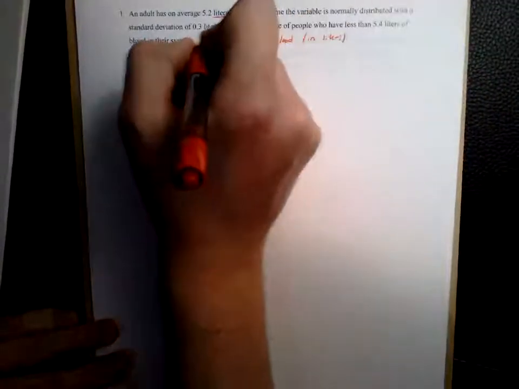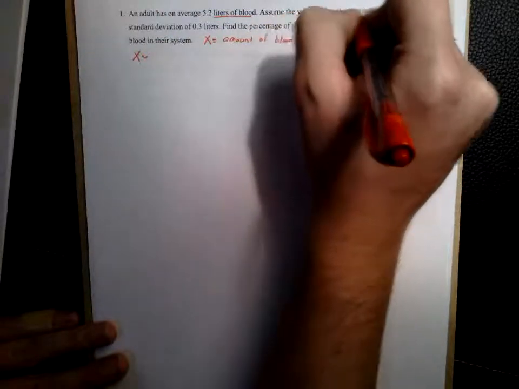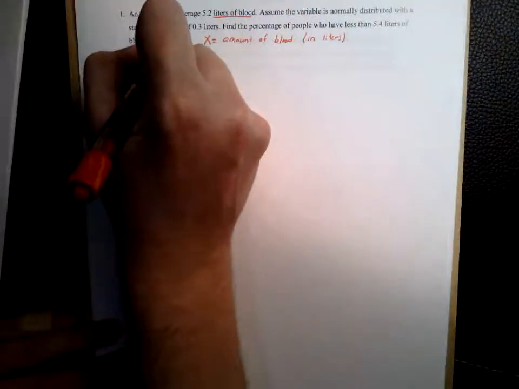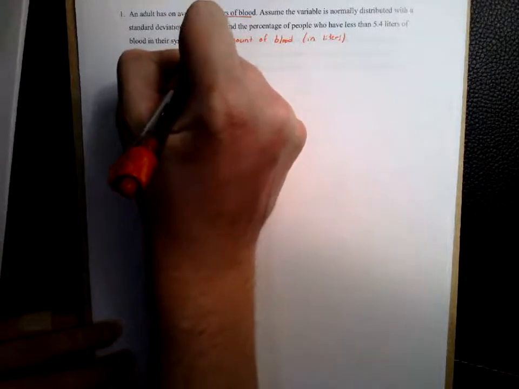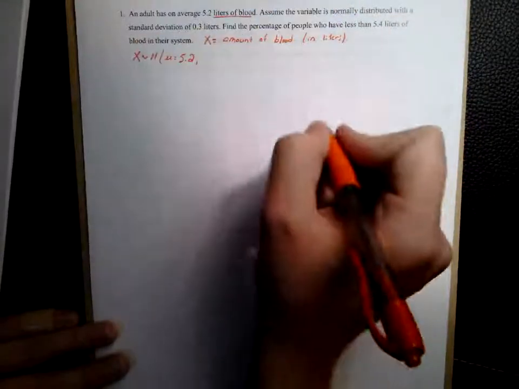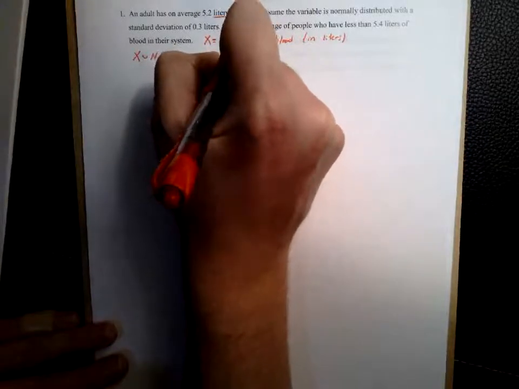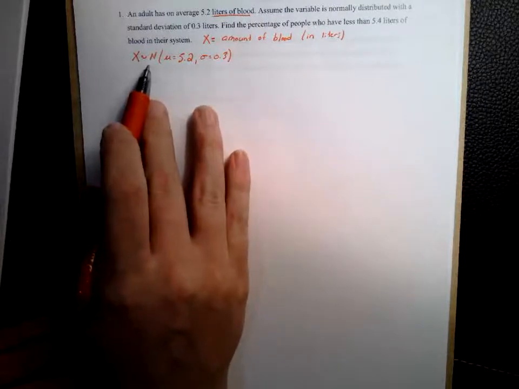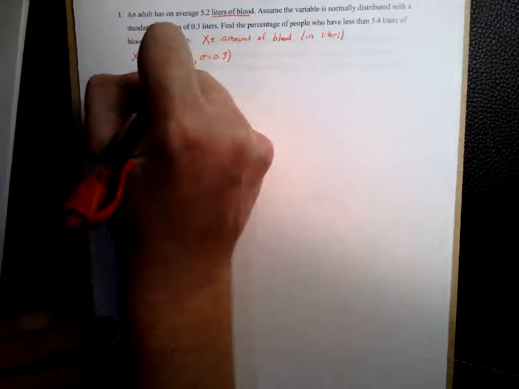And what is the distribution of this? So X is said to be approximately normally distributed with a mean of 5.2. So that means it's normally distributed with mu equals 5.2 and a standard deviation of 0.3. So sigma is equal to 0.3. So now we've identified the mean, the standard deviation, and the distribution of X. Now let's go to the first step. Let's draw the normal curve and shade the appropriate region. So draw the normal curve.